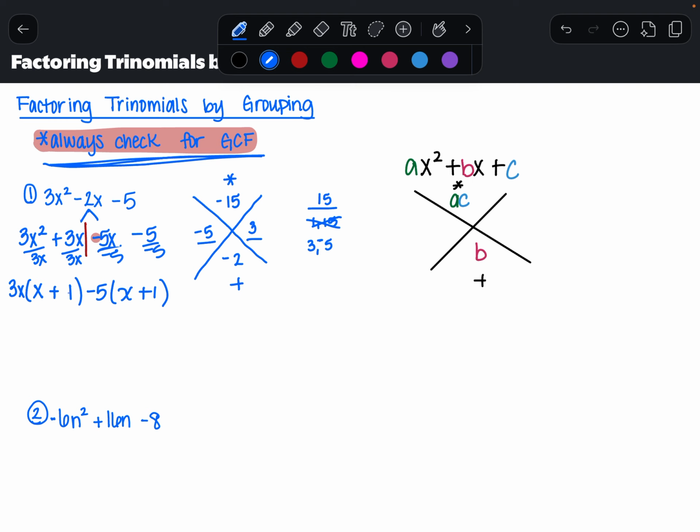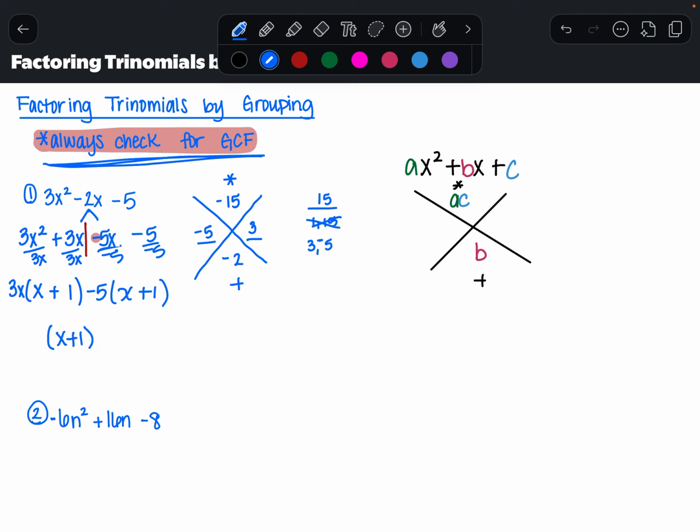If these two factors do not match, then you have one of two options. Either you made a mistake somewhere, or what you are factoring isn't actually factorable. Since I have a match, I'm good. x plus 1 represents a number, so we're going to factor that number, x plus 1, out.